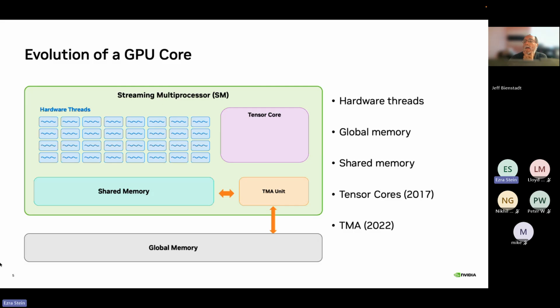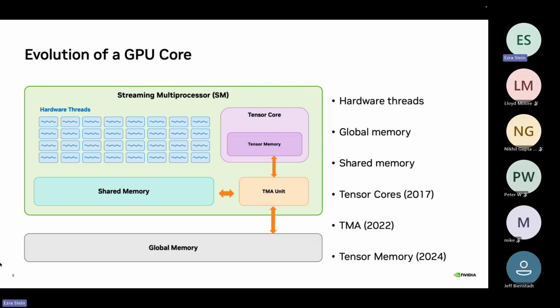So to get good performance on the latest GPUs, you want to overlap your computation, which is happening in the hardware threads, with memory copies that are pulling in data for the next part of the application. And finally, in 2024, the more enterprise GPUs added something called Tensor Memory, which is another layer of caching that specifically lives in the Tensor Core for holding the data for the matrix multiplication.